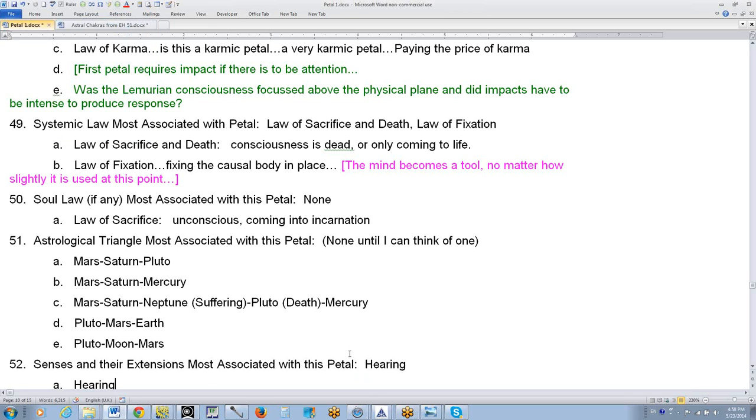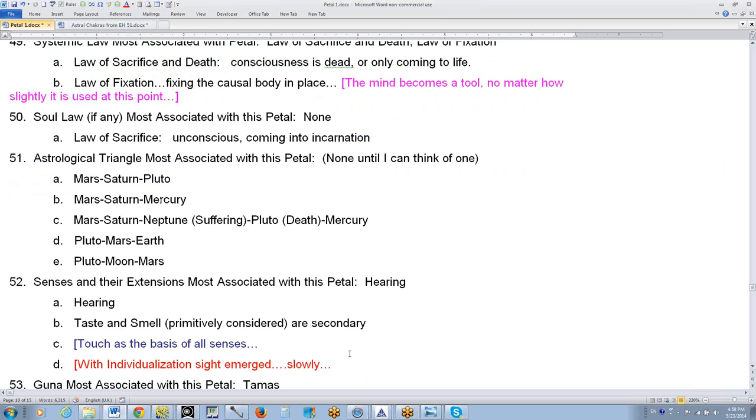Well, hearing is the first sense. Taste and smell, as primitively considered, are secondary, but they will be there. Touch is the basis of all the senses. And with individualization, sight emerged slowly. So there is that curious, groping creature. When that creature comes in, I'm not sure. I think maybe by the time individualization occurs, sight has emerged.